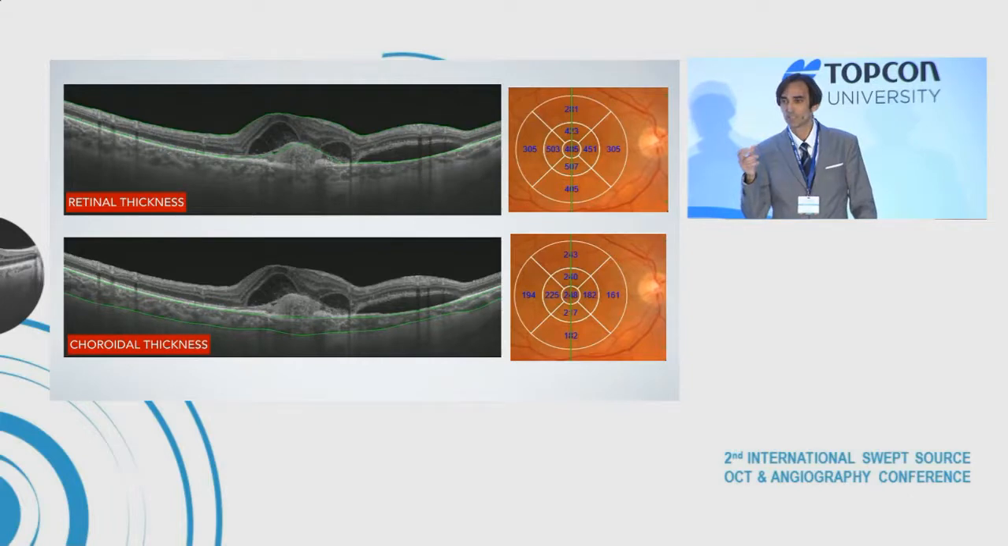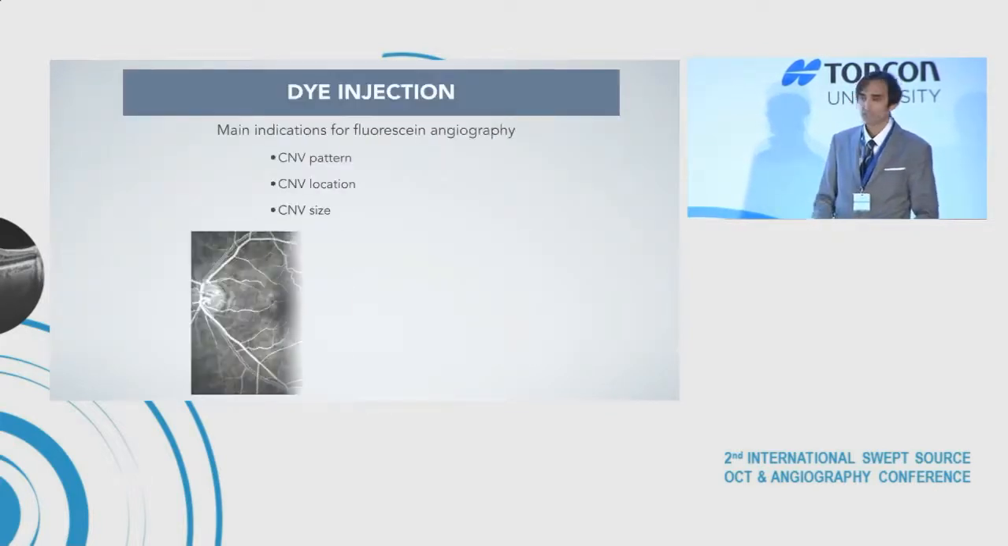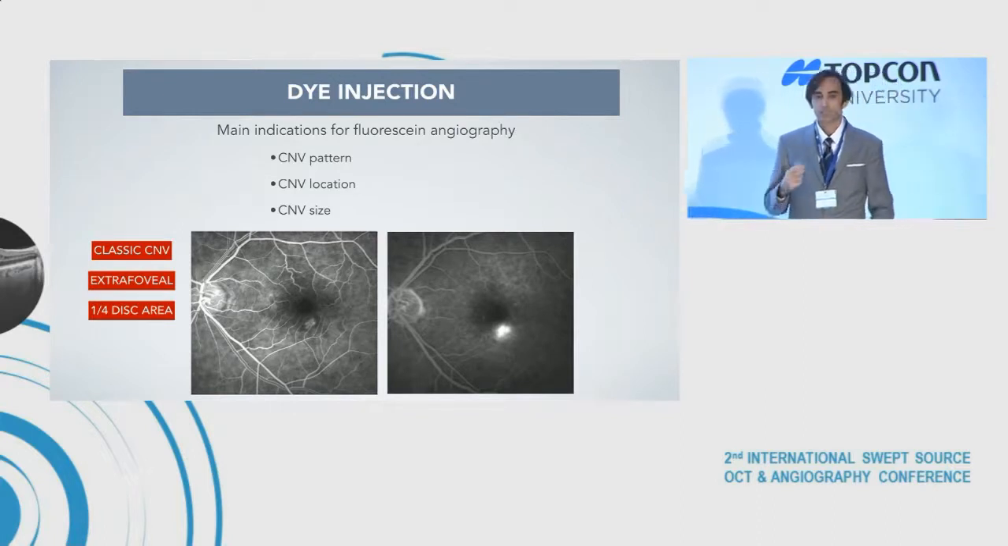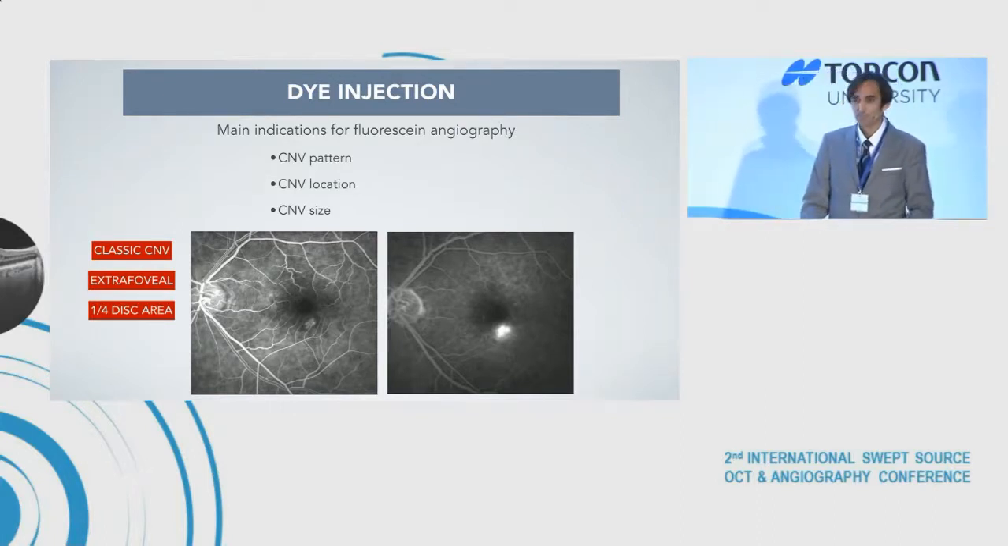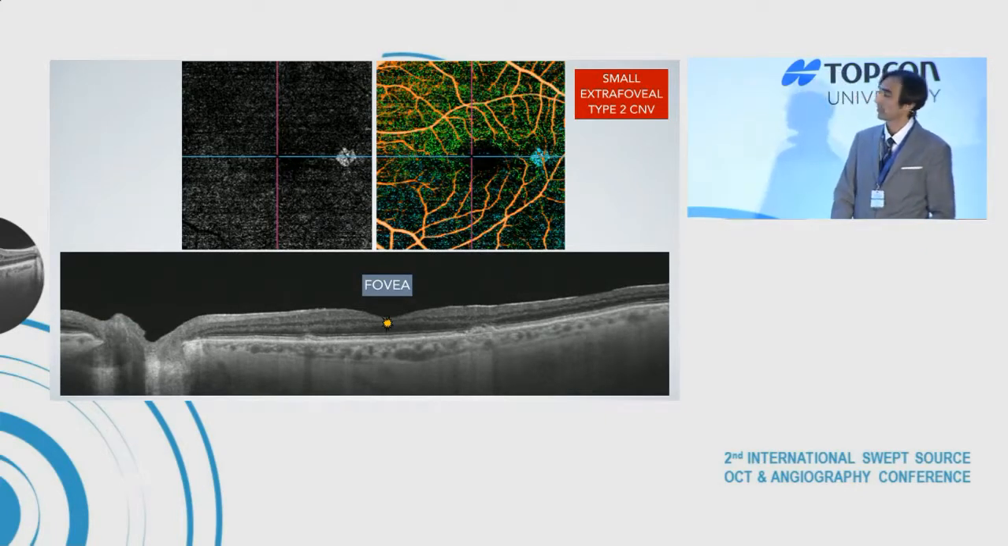And it's important to see the vessels because the vessels are the source of the fluid, of the leakage, the origin of the problem. That's why we need an angiography. Conventional angiographies use dyes. In fluorescein angiography, we can determine the pattern of the CNV, the location, the size. But nowadays, with modern OCT angiography, we can assess the same without dye injection. In this case, you can see a very small extrafoveal type 2 CNV, and it can be very nicely assessed only with OCT angiography without dye injection.